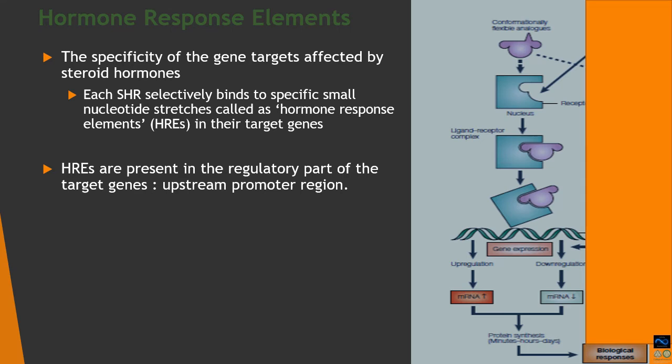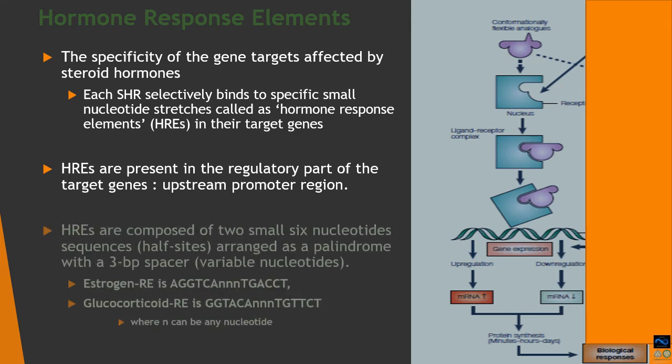Usually they form a promoter region of the genes, of the metabolic genes, which need to be expressed at a higher concentration in response to these steroid hormones. And hormone response elements have been found to have a conserved sequence of two small 6-nucleotide stretches, which are separated from each other by a 3 base pair spacer. As you can see in the estrogen response element, which is AGGTCA, and then the spacer of 3 base pairs, and then the palindrome also.